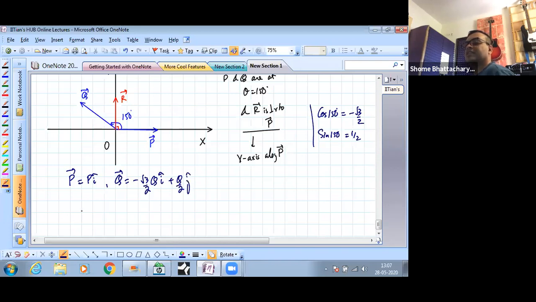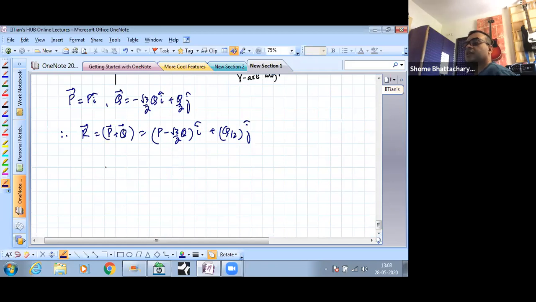So therefore the resultant, which is P plus Q, will just become, add these two vectors. So it will be P minus root 3 by 2 Q i cap plus 0 plus Q by 2, so that's Q by 2 j cap. Okay. Now we have to apply the condition that the resultant should be perpendicular to P. That is, the resultant is along the y-axis.